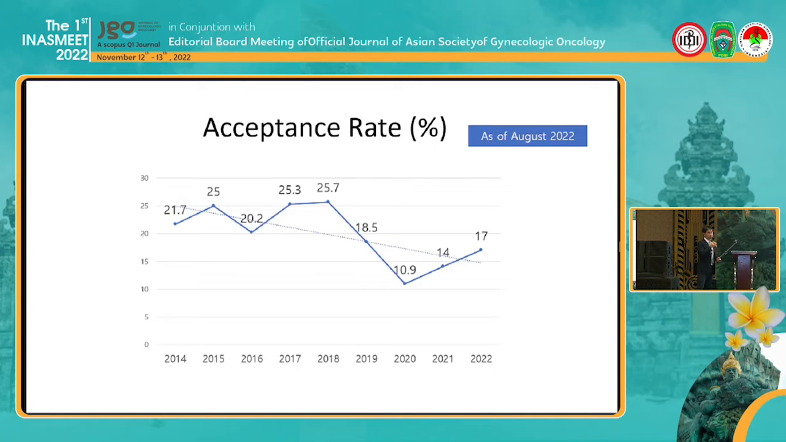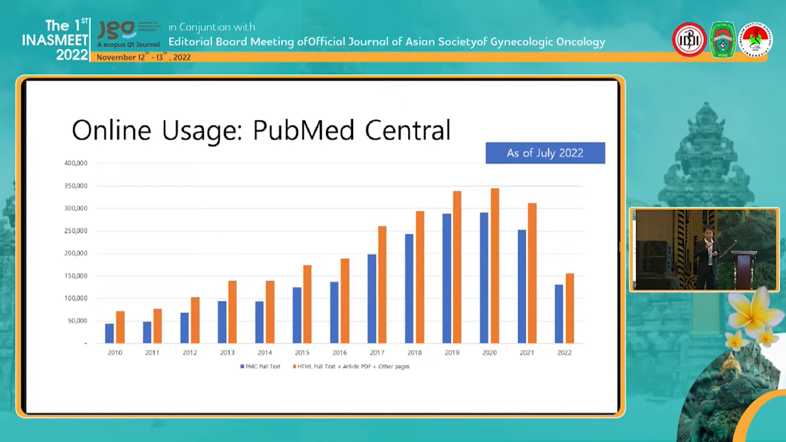And this is the acceptance rate. One of the criteria we judge whether a journal is good or not is a lower acceptance rate. Maybe it is not good for the submitter, because every author hopes their submission would be accepted. But for a journal, keeping the acceptance rate low is a good point. So we try to maintain the acceptance rate less than 20. So now it is quite good. And the online usage is like here.